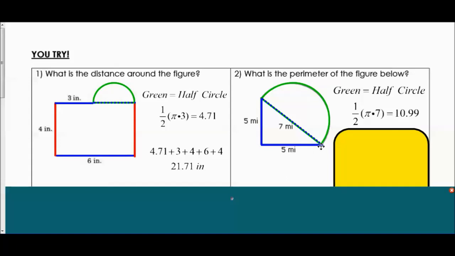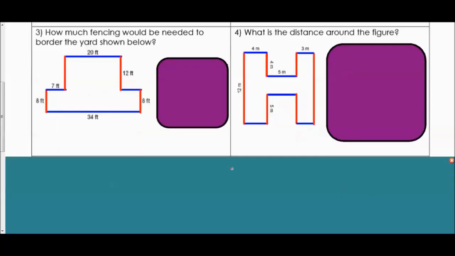Now we're really just going to add it with these 2 blue sides here. Do not include this dotted line that's cutting through the middle. That's not a part of the perimeter. So 5 plus 5 plus 10.99 is 20.99 miles.